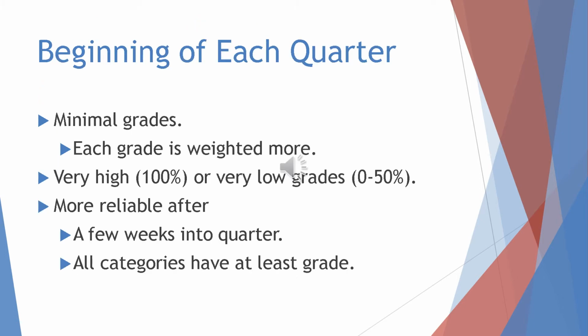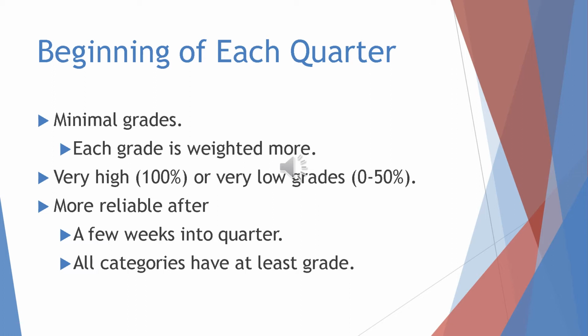Overall grades at the beginning of each quarter tend to be inaccurate due to minimal grades. Students often find themselves with perfect scores of 100% or failing grades. This is because 1 or 2 grades are determining the average. If one homework assignment was assigned and the student completes it, their grade is 100%. If they do not complete it, they have a 0%.